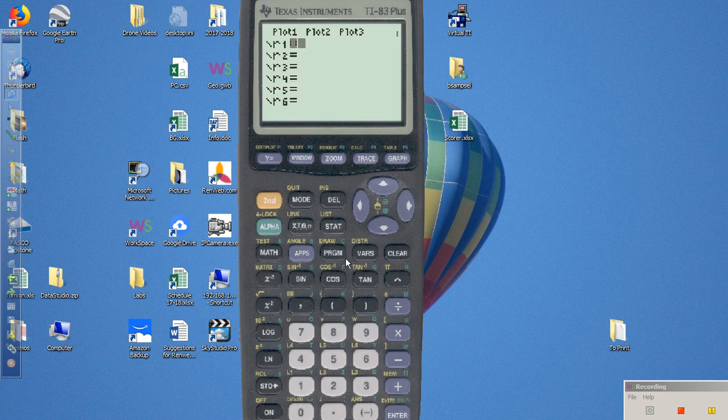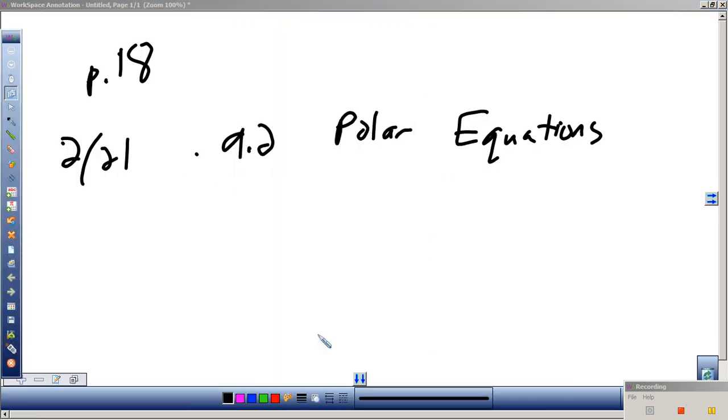And let's see, how about 8 cosine of 2 theta minus 1. Some of these, yes.